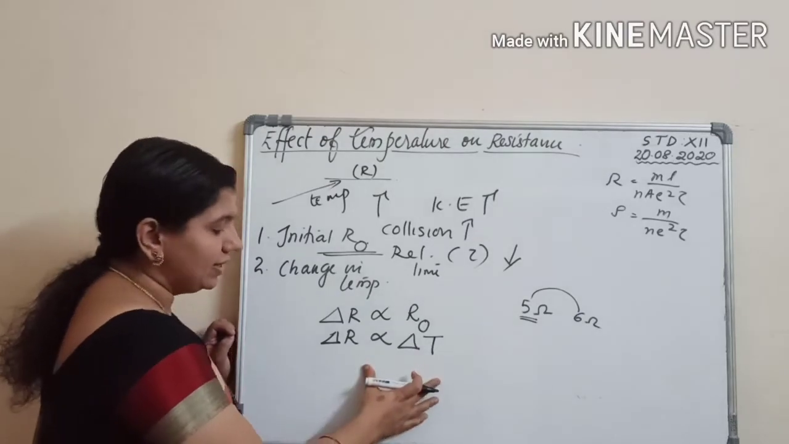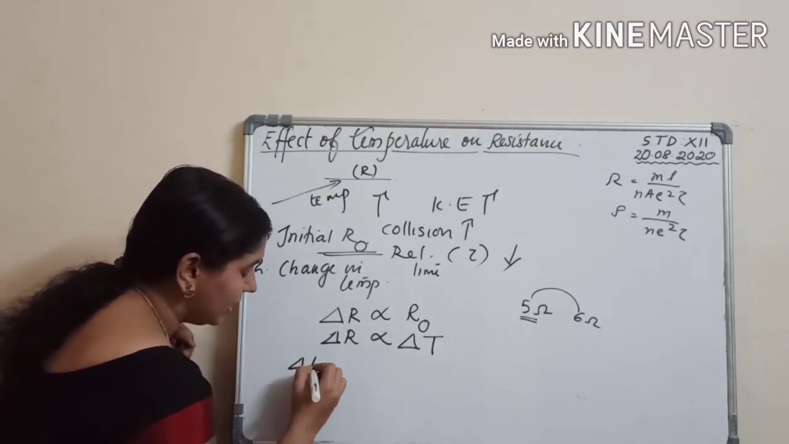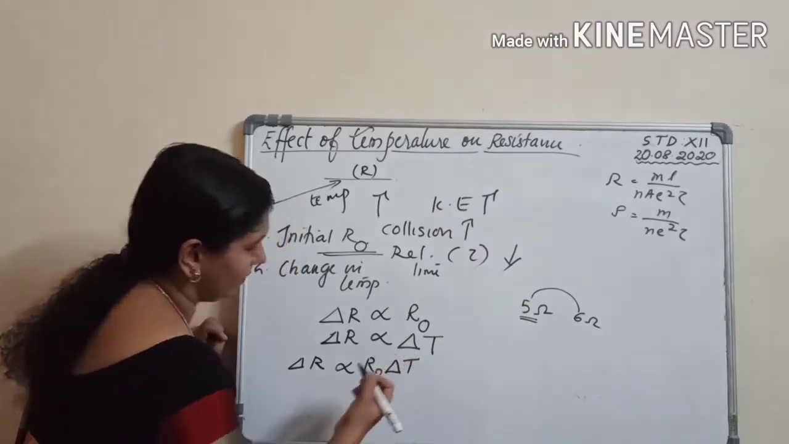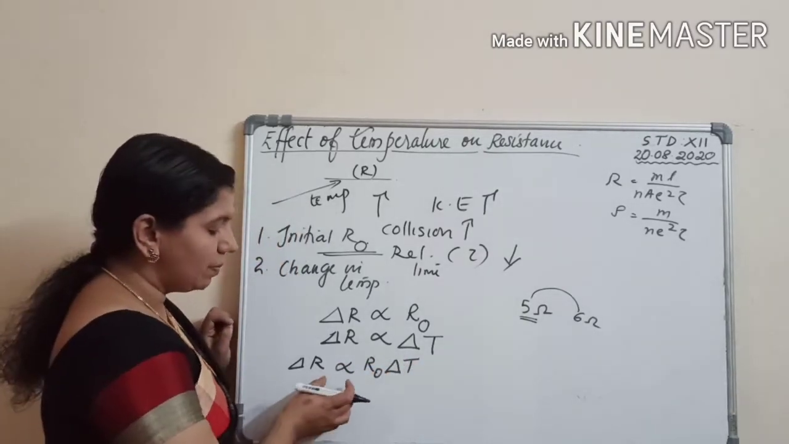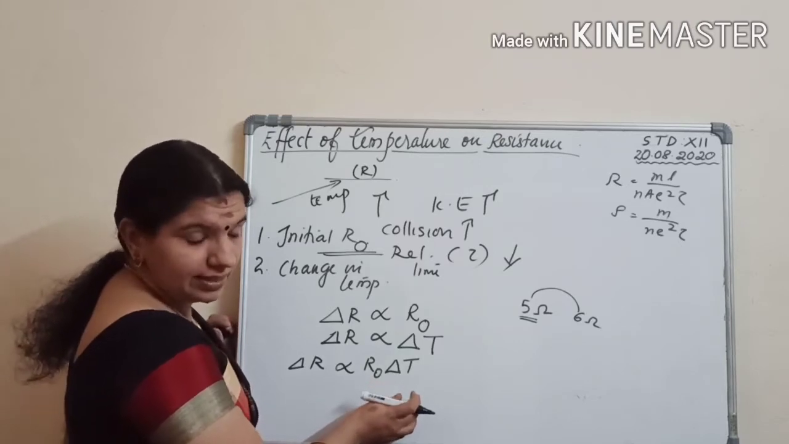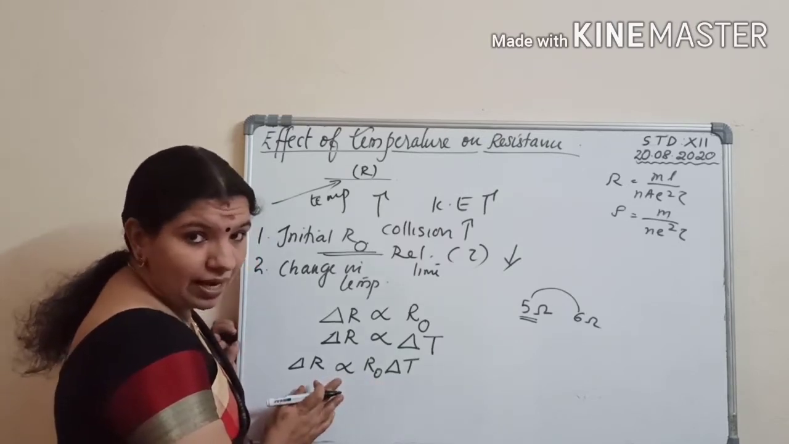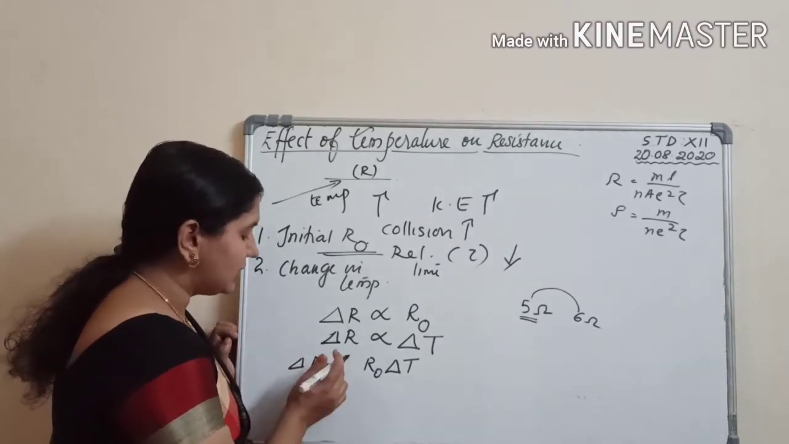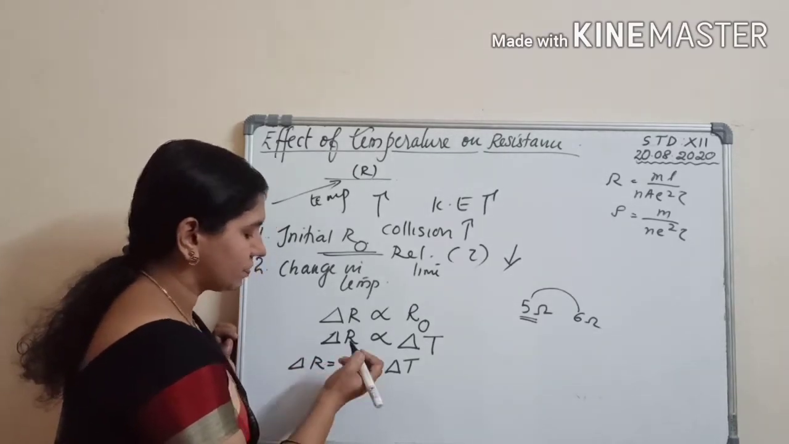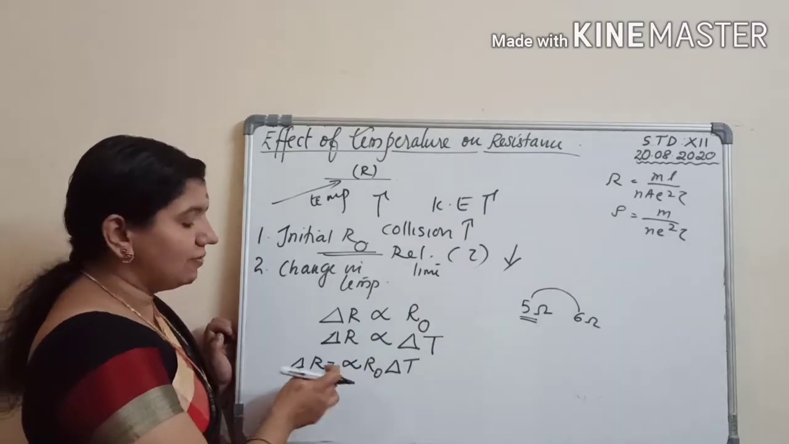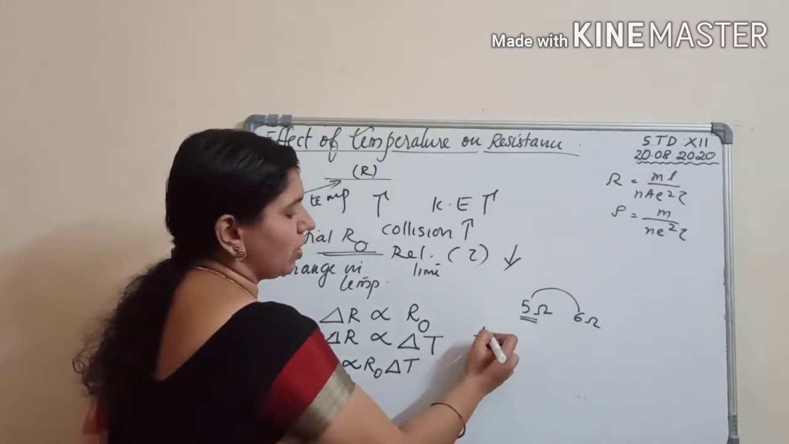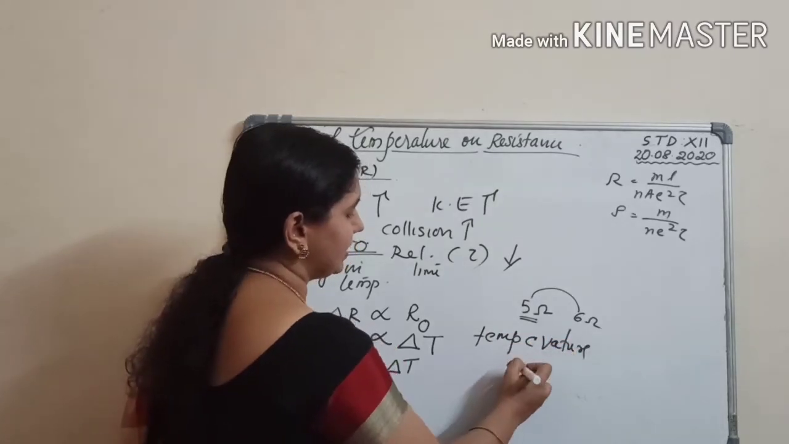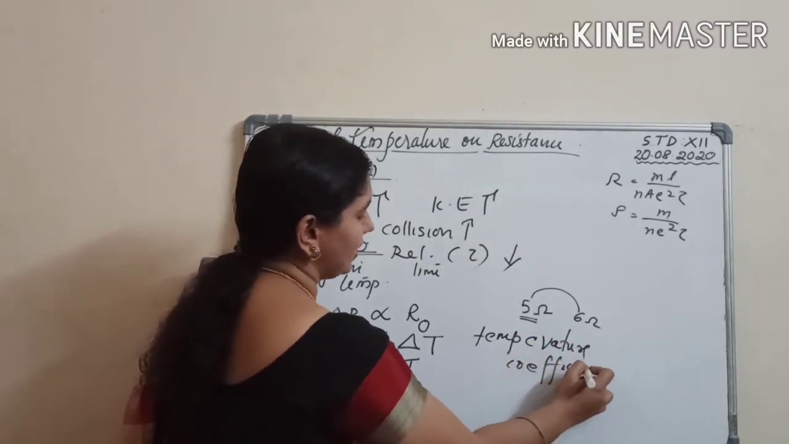Okay. So combining these two equations, I can write delta R proportional to R0 delta T. Clear? Now this proportionality sign is changed by multiplying with a constant, and that constant is called alpha. This alpha is called the temperature coefficient of resistance.